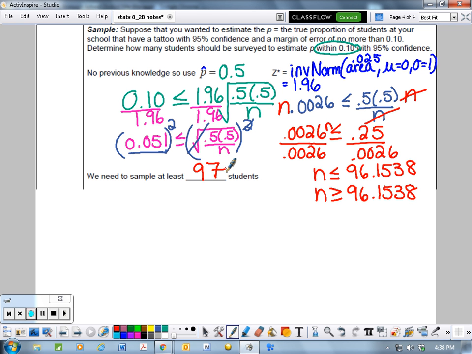So we're going to go ahead and work on this in class. This is not something that you see a lot for checking the number of people you need in a sample, but it is used. So we'll practice it.